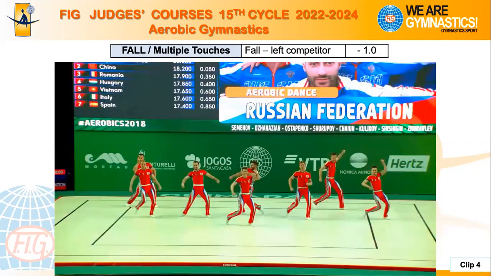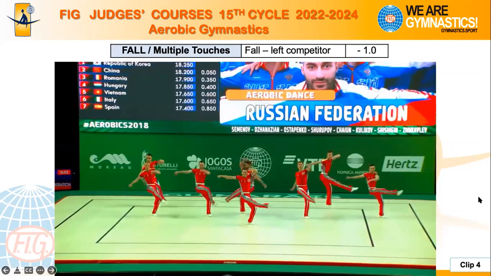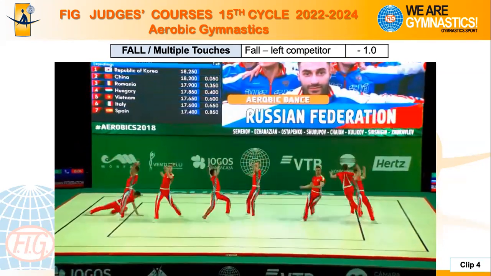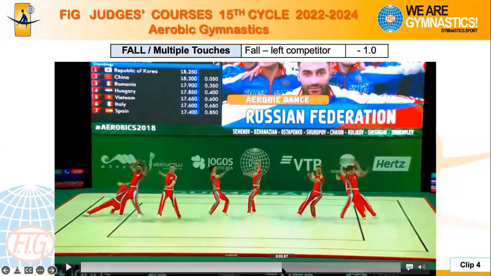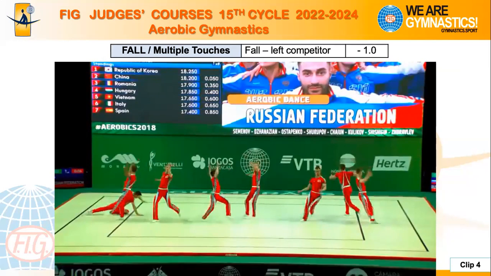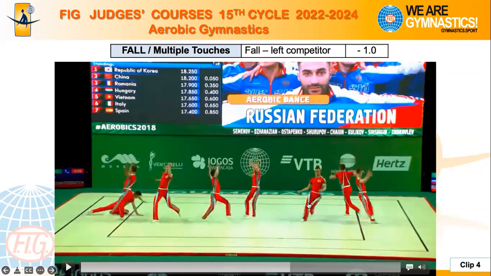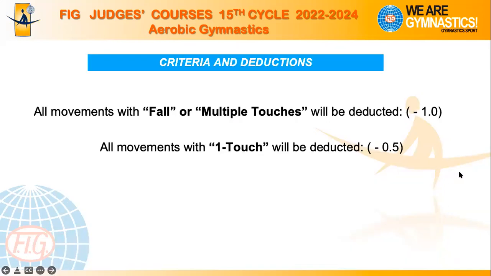Now, fall is, like I said, drop down or come down to the floor without control. Watch the boy on the left. There will be a boy on the left who will fall. You just see the slip, he falls. It's very difficult to see when you're watching this side, but as an execution judge, you have to see this fall. And this is immediately 1.0. So just a reminder, all movements with fall or multiple touches will be deducted 1, and all movements with one touch will be deducted 0.5. In both cases, no value is given in difficulty.